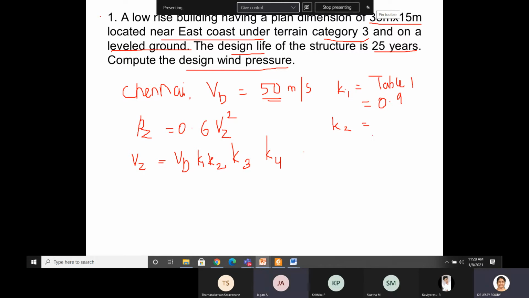Below 20 meters. So you can take, because the life of the structure is only 25 years, so it may not be a multi-storied building. Maybe maximum of a 2-story building. So you can take up to 10 meter or 15 meter maximum.